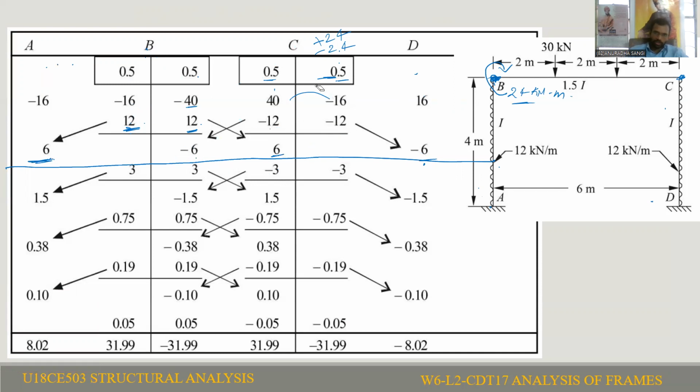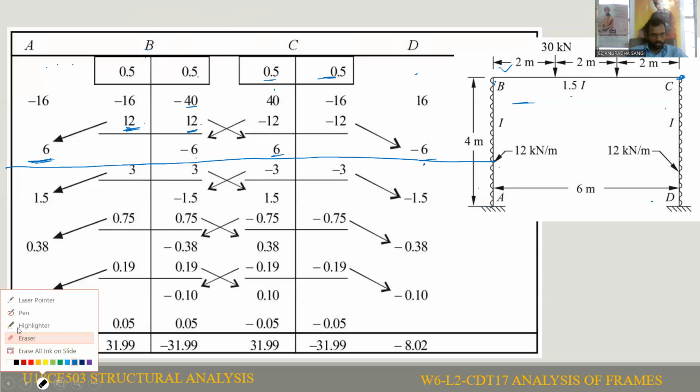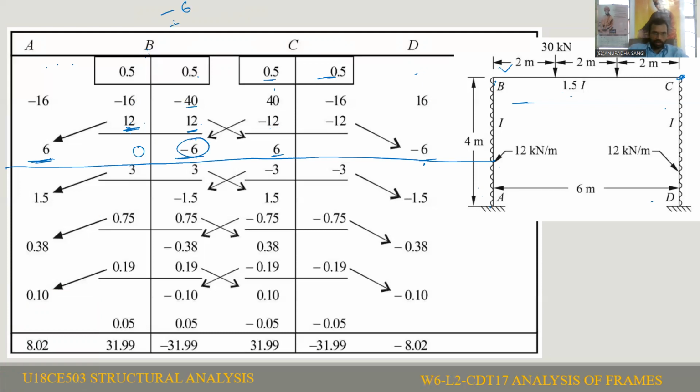Okay, so for cycle 2 also we need to check the joint equilibrium equation. So it will be 0 minus 6. There is an unbalanced moment of minus 6 kilonewton meter. For balancing it, we have to add plus 6, then it will satisfy the joint equilibrium equation.